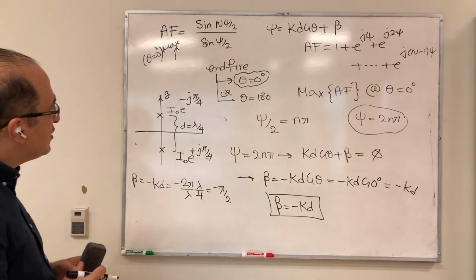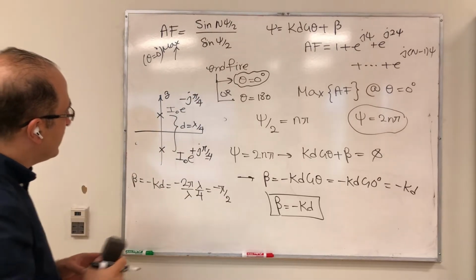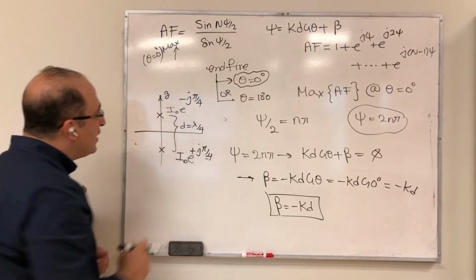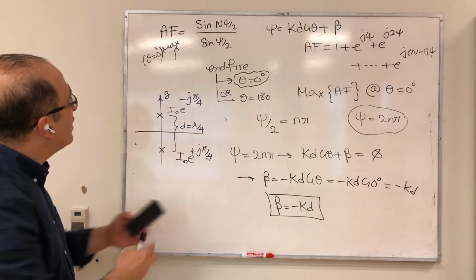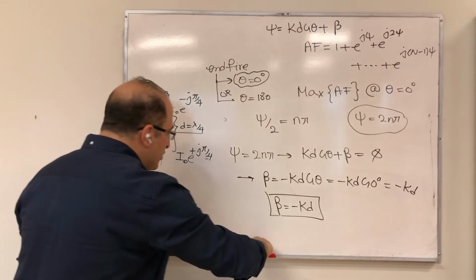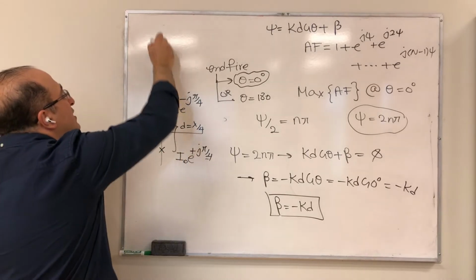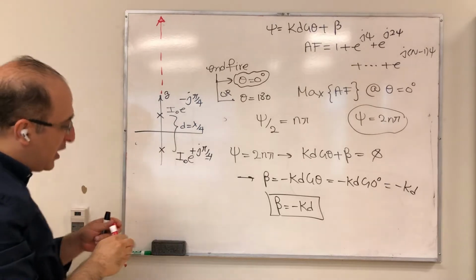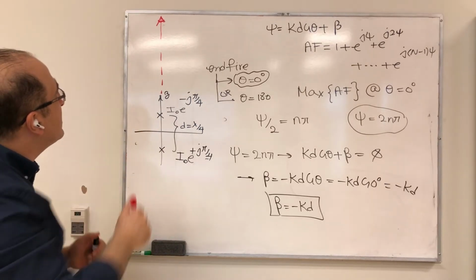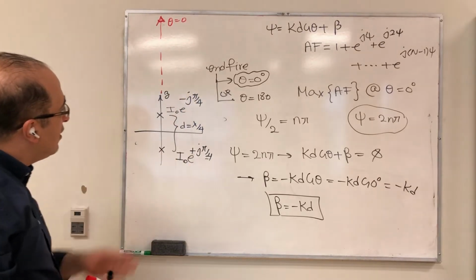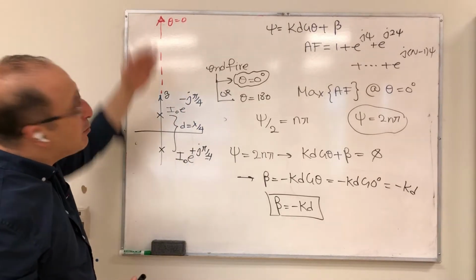Okay, so this is the situation that I have in terms of excitation. So that's my beta, which was minus kd. Now, let's see what's going to happen at theta equals 0. So let me observe what's going on along the z-axis. So this is me observing what's going on here. So I'm standing in the far field along the z-axis. This is my theta equals 0, and I just want to check if this is the maximum or not.